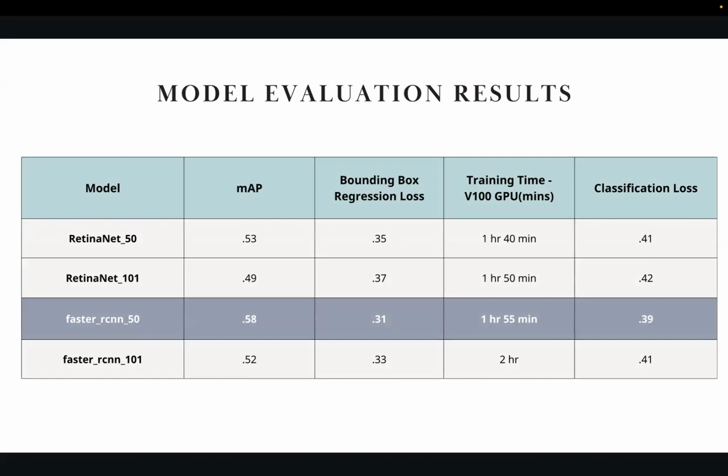Then comes the training time. It basically indicates the time taken to train the model on a specific GPU hardware. And shorter training times are generally preferable for efficiency. Similarly, classification loss is incurred during the classification task of the model. So as per all the metrics, we have observed that Faster R-CNN with 50 layers proves out to be the best. Going on to the next slide.